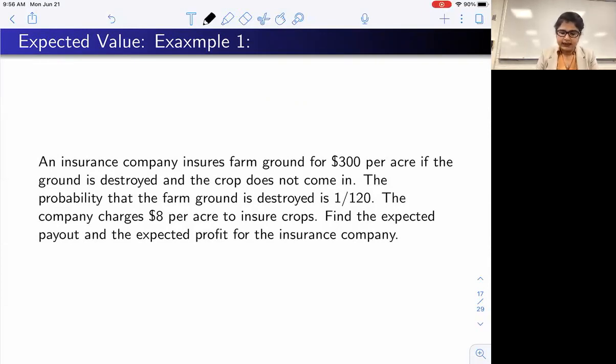The company charges $8 per acre to insure crops, so a farmer has to pay a premium of $8 per acre. Find the expected payout for the insurance company and the expected profit for that company. So you have to calculate it. Did you get my point?